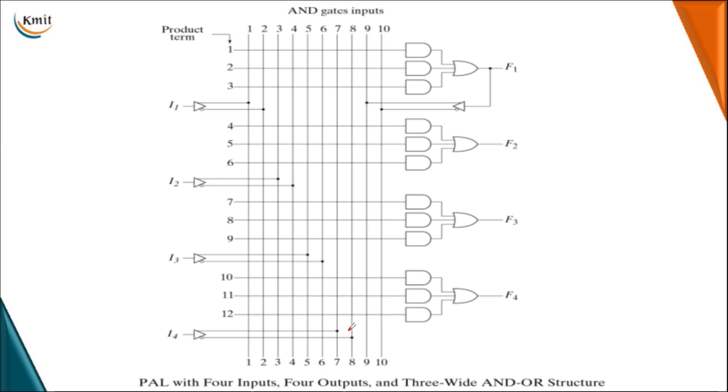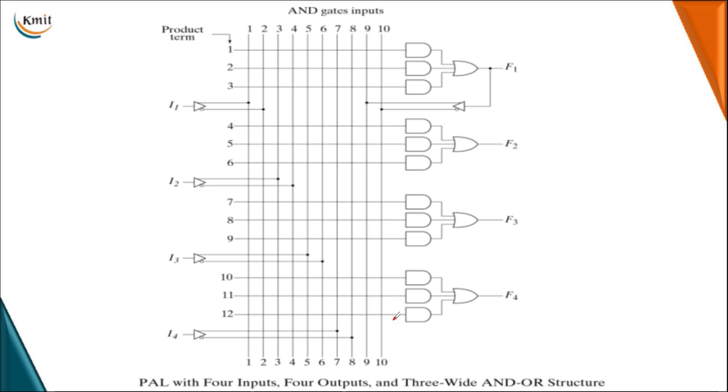Here we connected those inputs and their complemented inputs as vertical lines. And we can implement 4 functions using this PAL. In this PAL, each function can have a maximum of 3 AND terms, because we connected a 3-wide OR gate, where these 3 AND terms are connected as inputs to the OR gate. The function is obtained from the OR gate output. As 4 functions are there, you can obtain a maximum of 3 product terms for each.